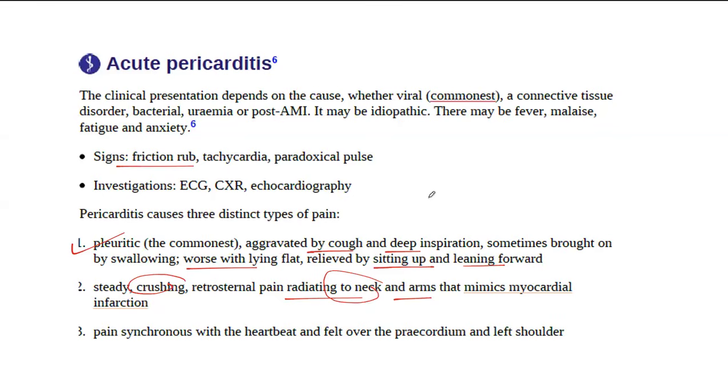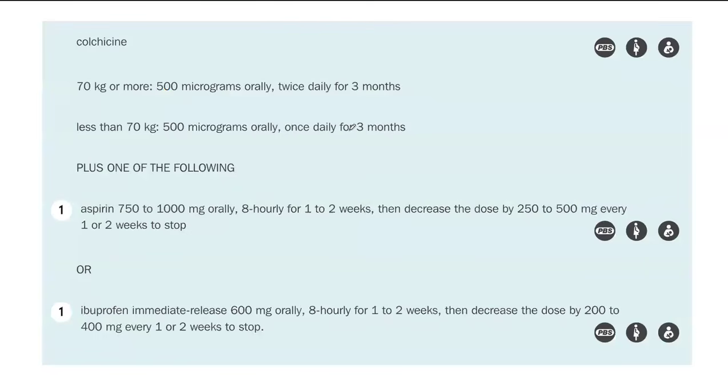And we can get a pericardial friction rub as well. Many times, the patient has a history of viral infection before this happens. Other than viral infection, someone who has a connective tissue disorder such as SLE or rheumatoid arthritis, uremia, so a renal failure patient, or even post-MI, can develop pericarditis.